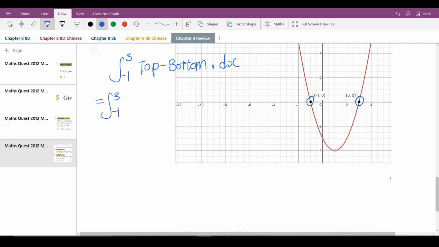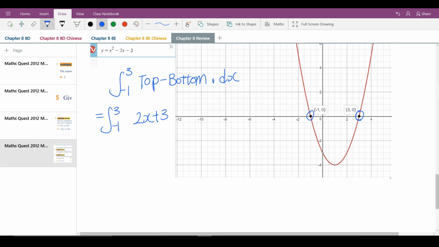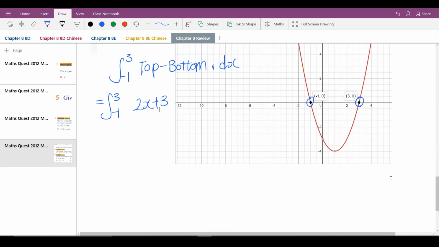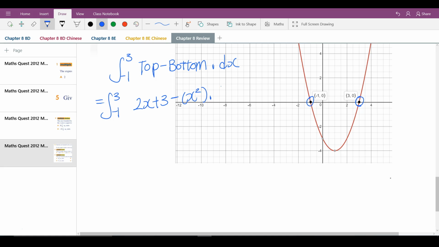So with the linear, was it 2x plus 3? Yep, 2x plus 3. Just double check. Yes, 2x plus 3. Minus the bottom one, which is the x squared. Integrated with respect to x.